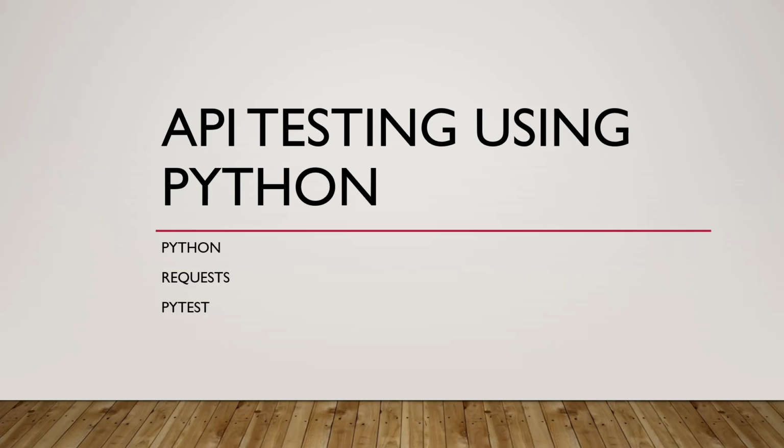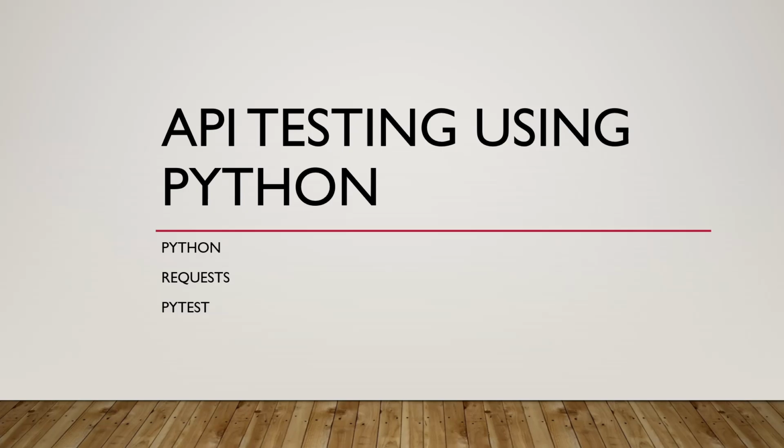So I'm assuming you know some basics about API, and you have already used Postman for doing API testing, and now you want to learn how you can do it using Python. So yeah, that we'll be doing here. We'll be doing very basic things first, and then we'll jump to the more complex things, so don't worry about it.